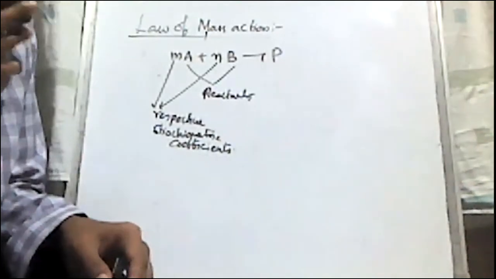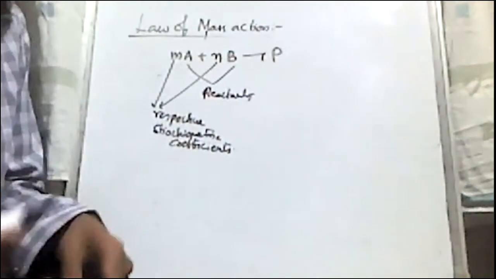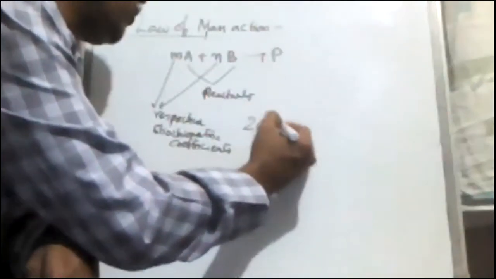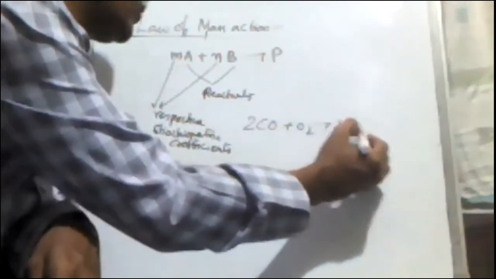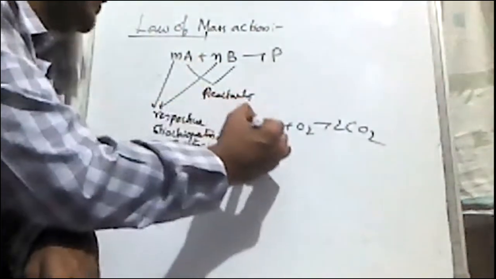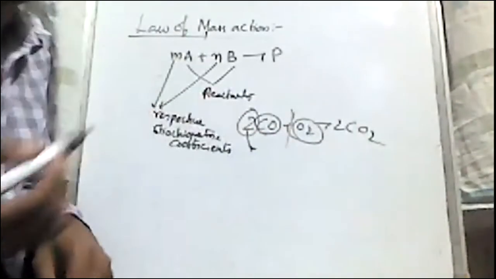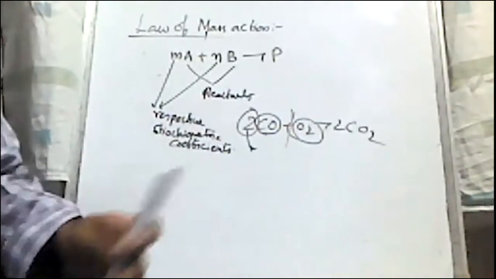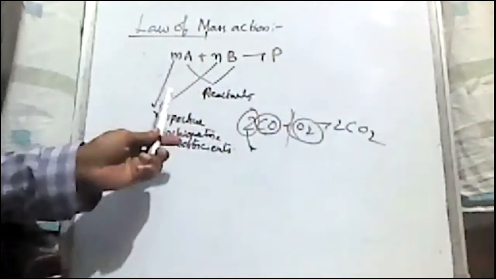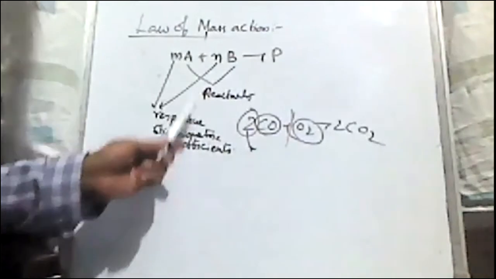For example, in the balanced equation 2CO plus O2 gives 2CO2, these are the reactants, and there are two coefficients of carbon monoxide and one coefficient of oxygen. So m and n are the coefficients of the reactants, and A and B are the reactants.